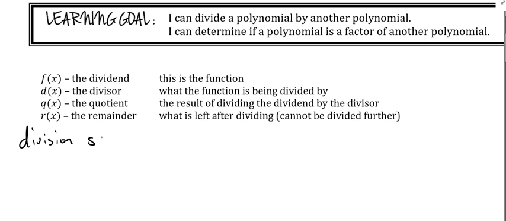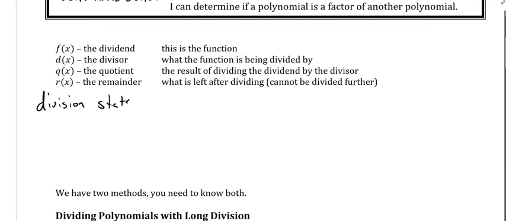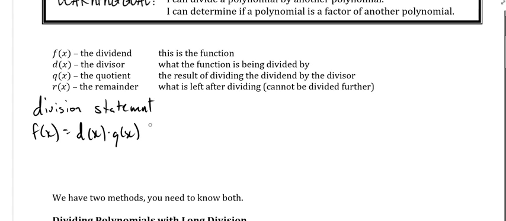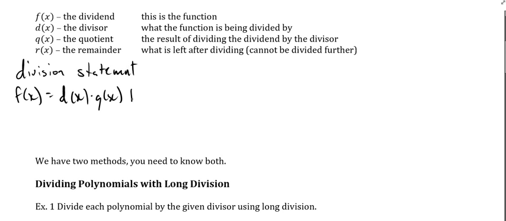Division statement. Okay. Goes like this. f at x equals d at x times q at x plus r at x. This will make even more sense, I think, when we have done a couple of examples. If it doesn't make sense now, it might make sense now as well to some of you.